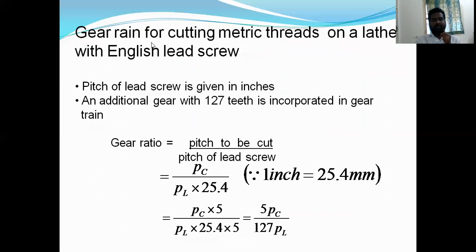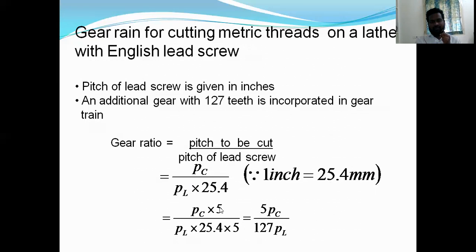So gear train for cutting metric threads on a lathe with English lead screw. Pitch of lead screw is given in inches. An additional gear of 120 teeth is incorporated in the gear train. Gear ratio is pitch to be cut divided by pitch of lead screw, that is PC, and PL into 25.4, because this is in inches, so we convert it into mm. So PC is divided by PL into 25.4.